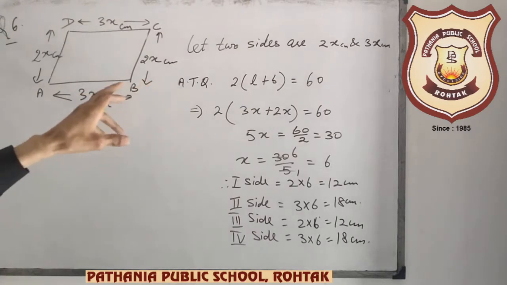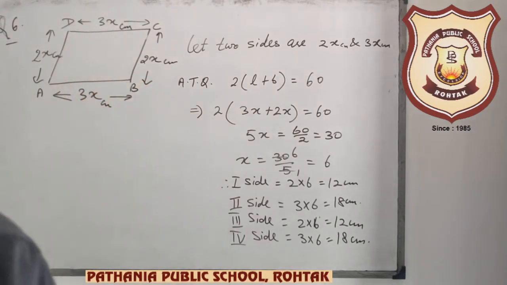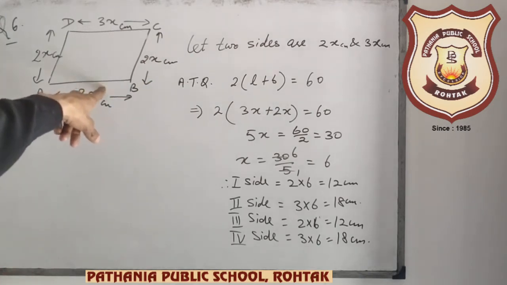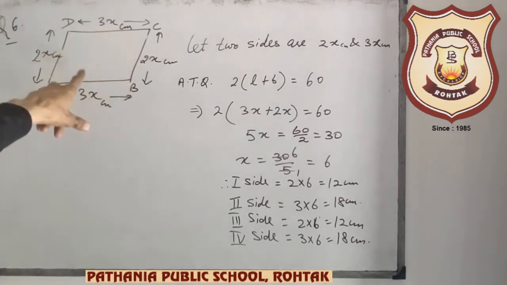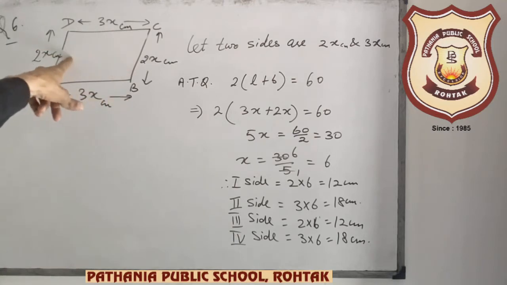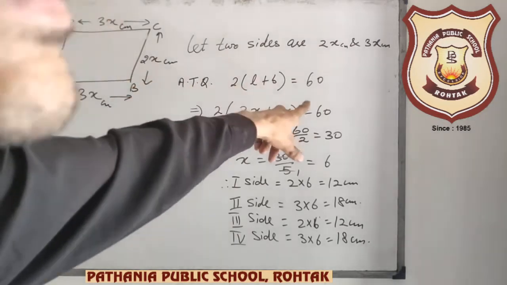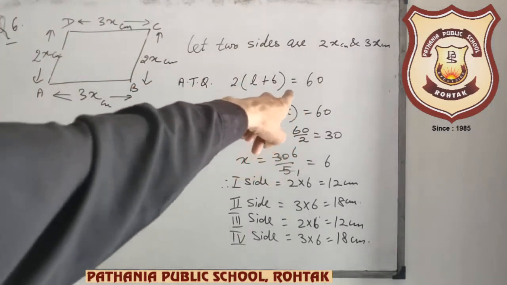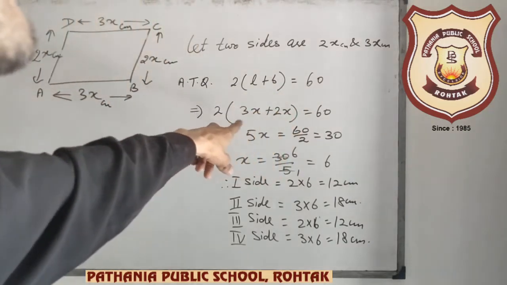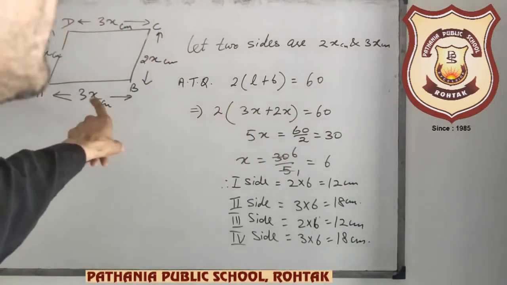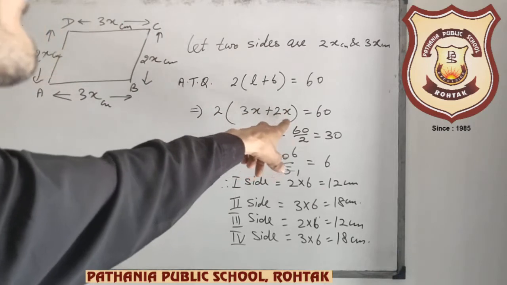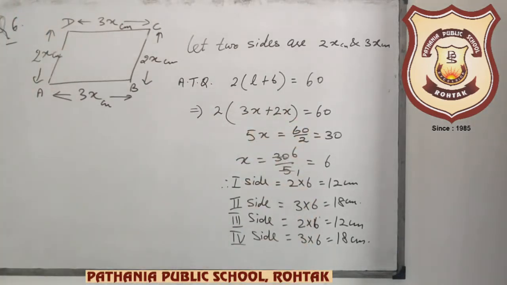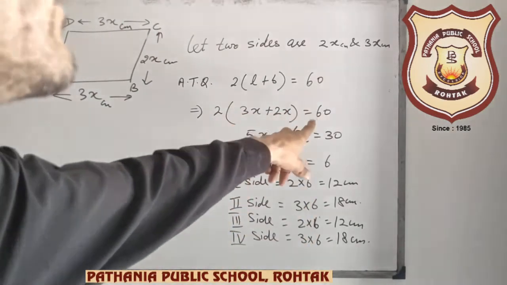Now what is the perimeter? Perimeter is the length of the boundary. This plus this plus this plus this. Now 2 times 3x and 2 times 2x. That is 2 into L plus B. The perimeter is given as 60. So put the values of length and breadth, 3x and 2x. So 2 into 5x is equal to 60.